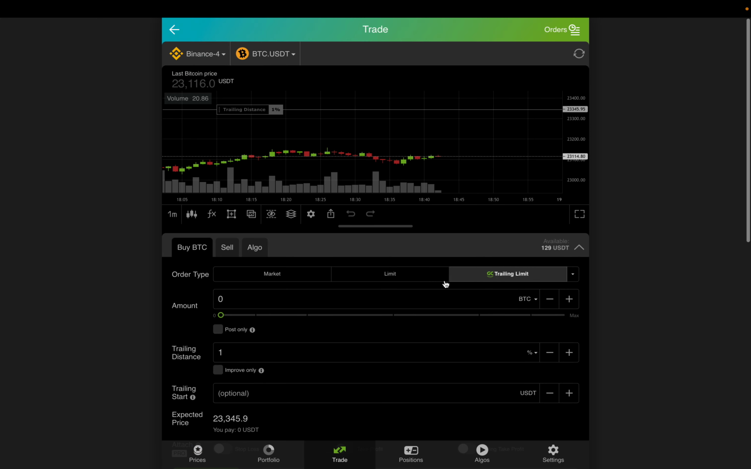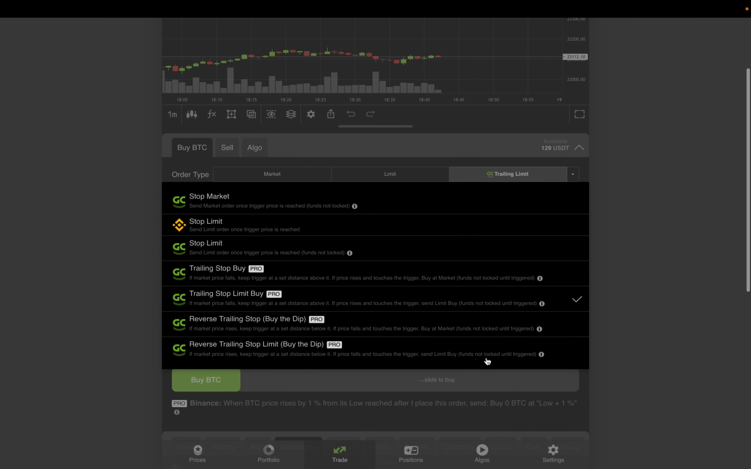If it's a trailing limit buy order, then it sends a limit buy order. Again, you can see here that it sends a limit buy. So it's self-explanatory. Of course, both those orders follow or trail the market in the same way. Trailing stop, or trailing stop market as it could be called, and trailing stop limit do the same. It's just that when they're triggered, one sends a market order and the other sends a limit order.